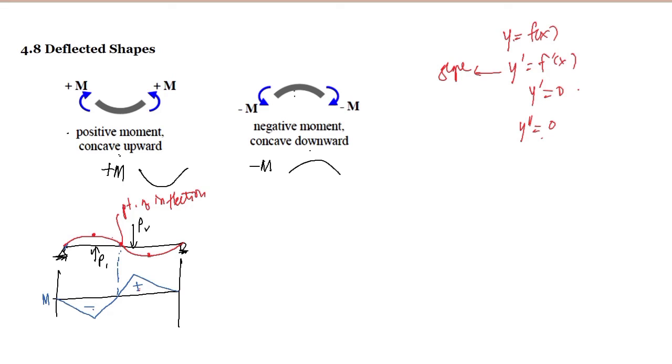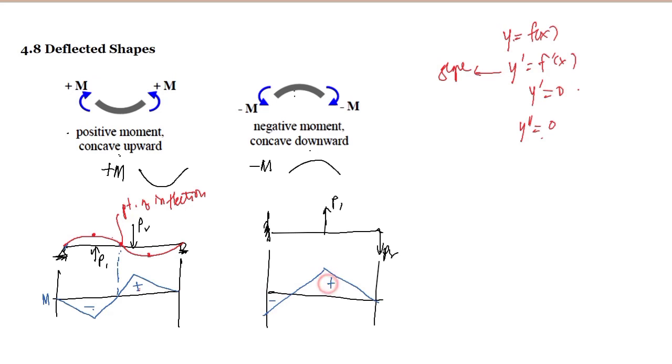Okay, so what if we have this loading condition? We have a cantilever beam loaded here with the load P1 and the load P2. If this is the moment diagram of this loading condition, then we have the negative moment here and the positive moment here. The location of the zero moment is the point of inflection.